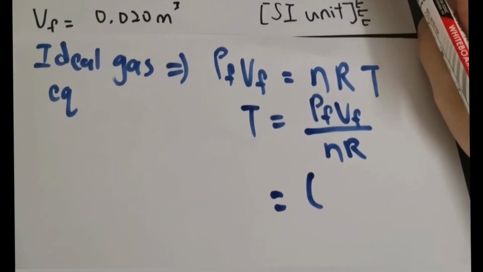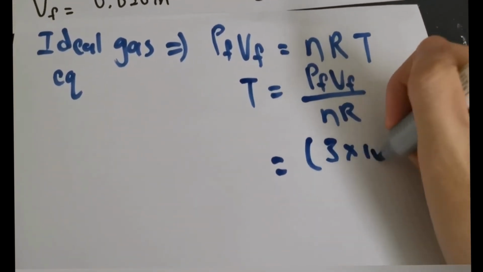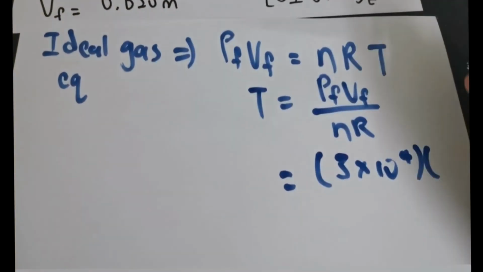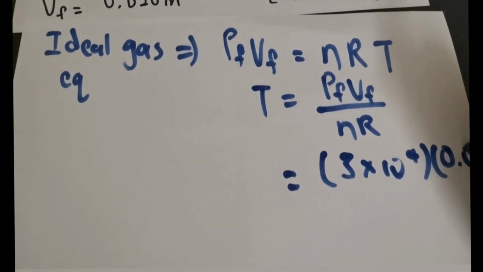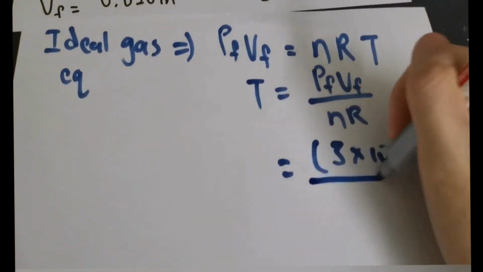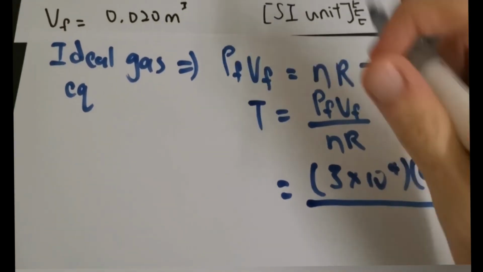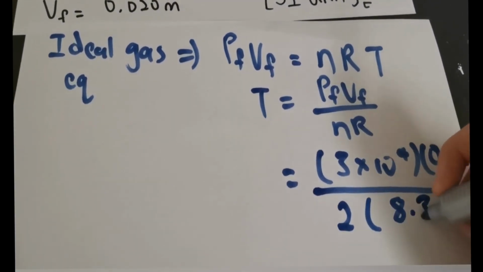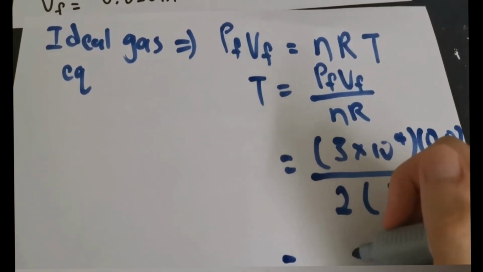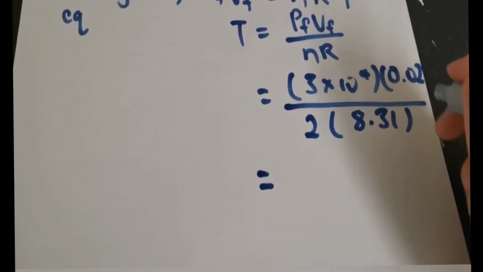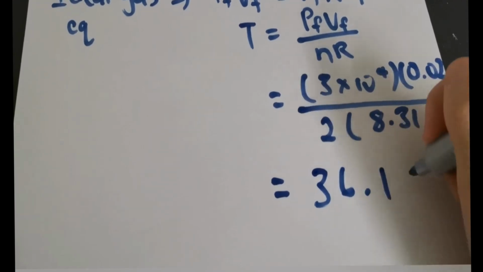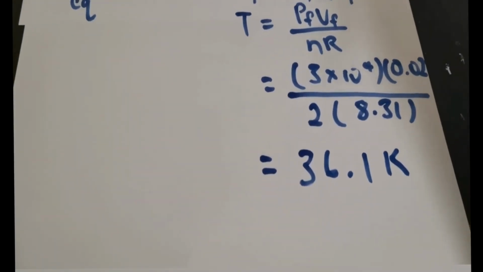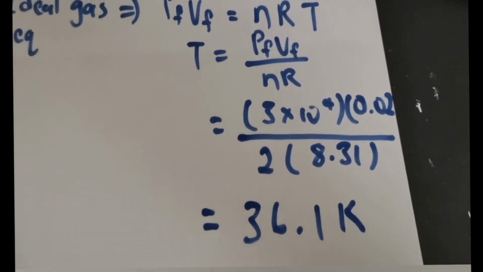So we will just put the values inside. The pressure given is 3 times 10 to the power 4. Volume final is 0.02. And the number of moles is 2. And R is a constant, just 8.31. We will get the temperature is 36.1 Kelvin.